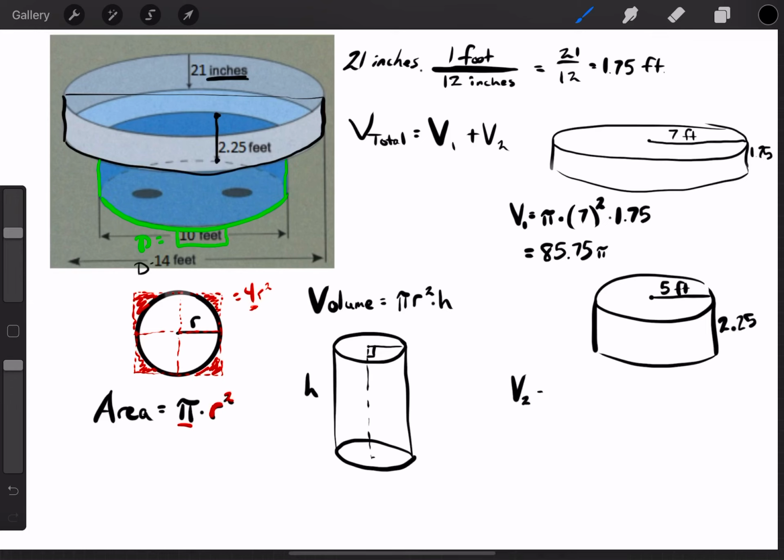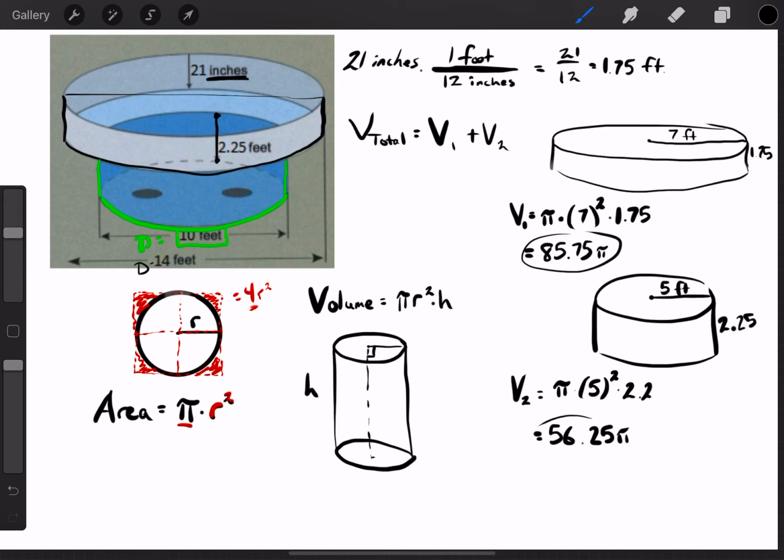So V2 is going to be pi times 5 squared times 2.25. These parentheses aren't really necessary. It's just the way that I typically write it, to keep things clear. And 5 squared is 25, times 2.25 is 56.25 pi.